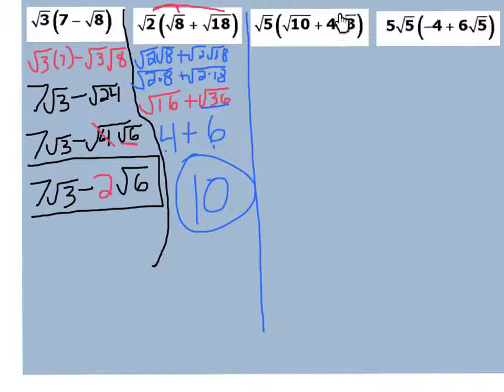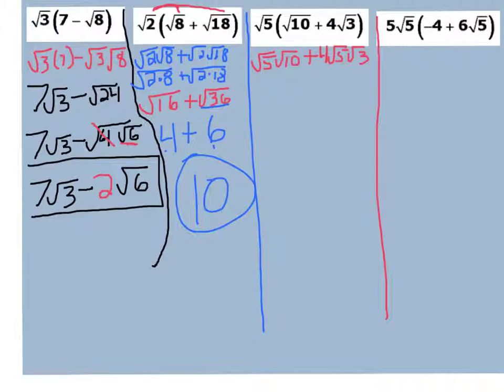Distribute the 5 to both of these. Here I wrote the square root of 5 multiplied to the square root of 10. Now here I took the square root of 5 and I multiplied it to the square root of 3. I put the 4 first. I did commutative property. I just decided to take the 5 and multiply it to the square root of 3 because they're both square roots.